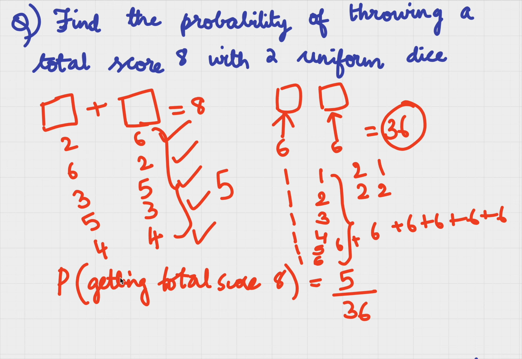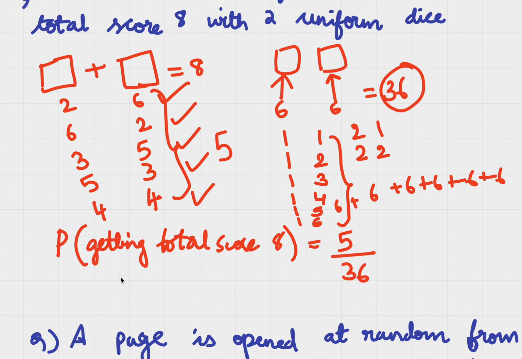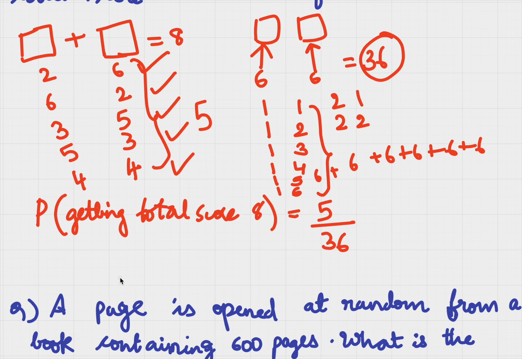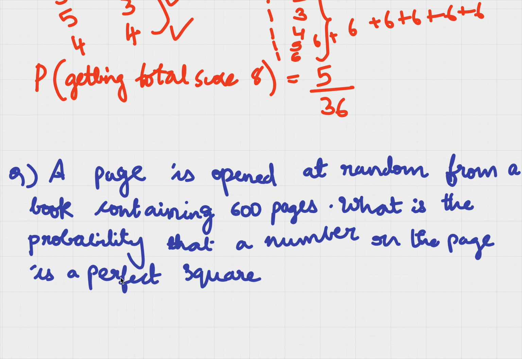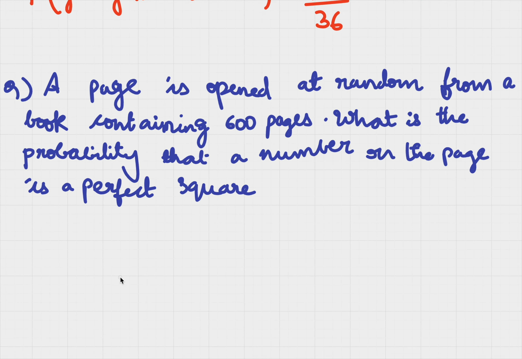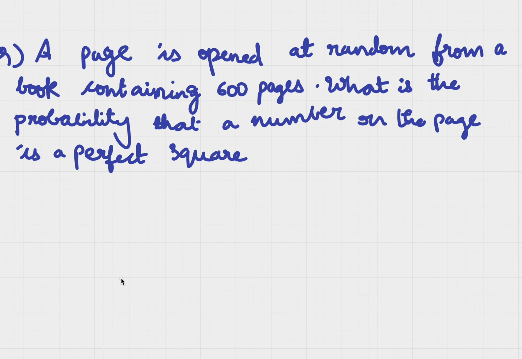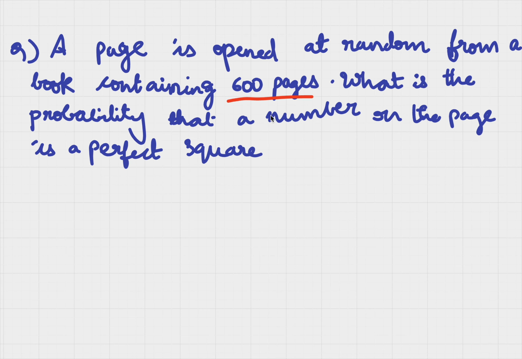Now let us solve another question. The question says, a page is opened at random from a book containing 600 pages. What is the probability that the number on the page is a perfect square? So we have a book. The book contains 600 pages. Now randomly we opened a page. What is the probability that the page we opened is a perfect square?